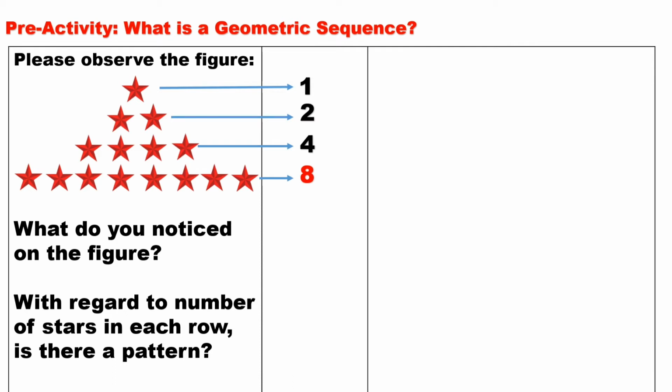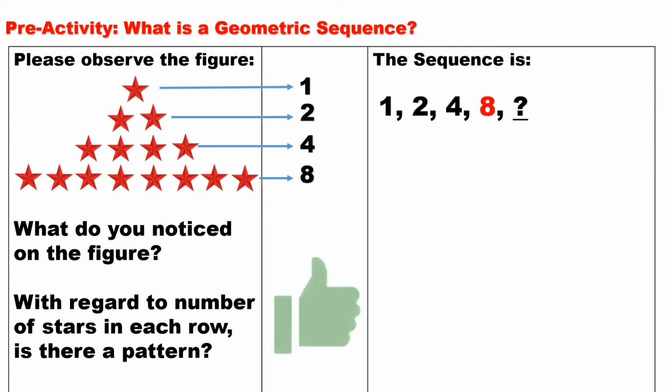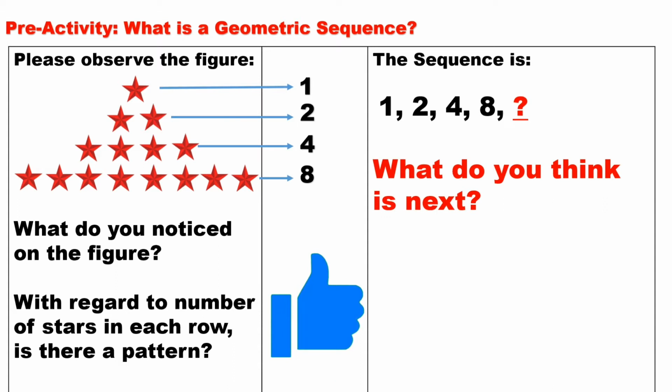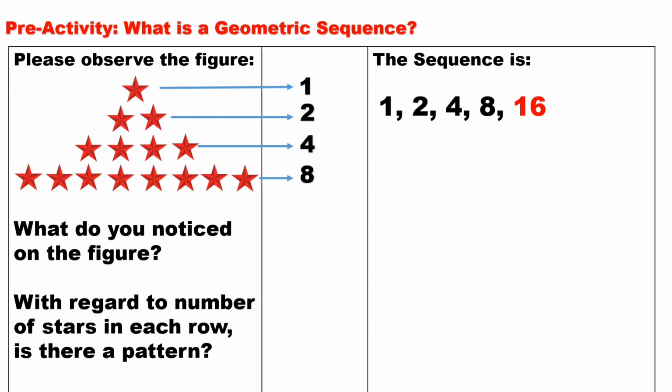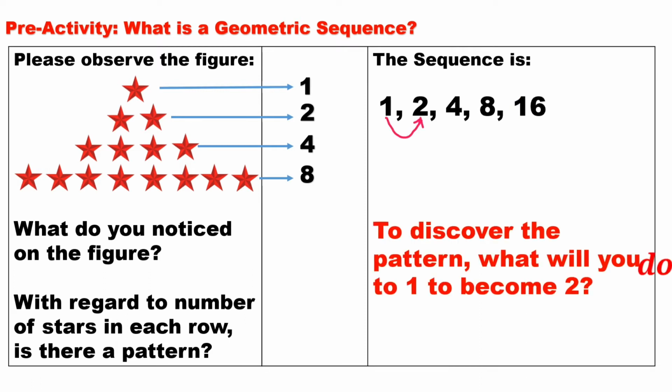row. So, the number of stars in each row form a sequence 1, 2, 4, 8, and what do you think is the next? The next number is 16, and how does this happen? To discover the pattern, what will you do to 1 to become 2? First option is we will add 1, but the correct is we will multiply it by 2.